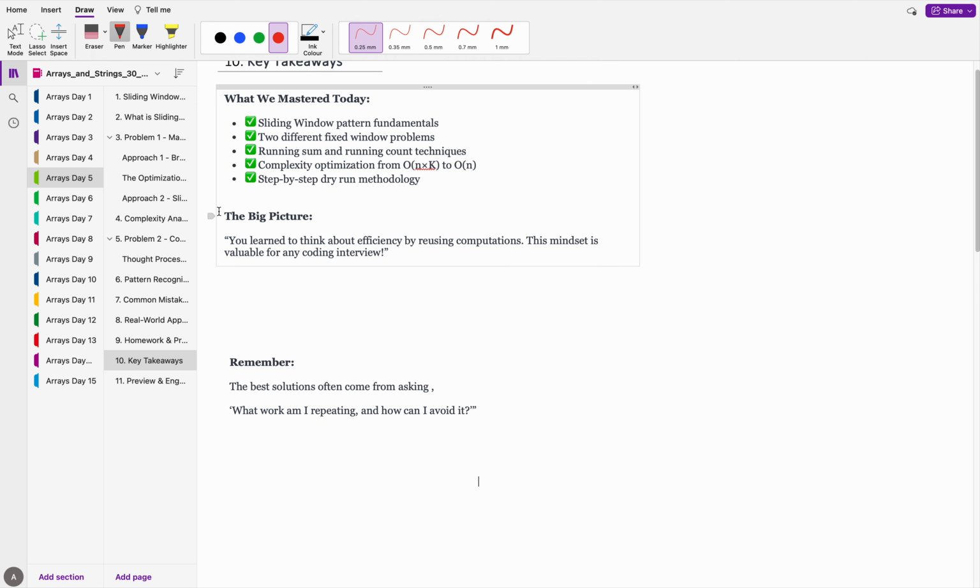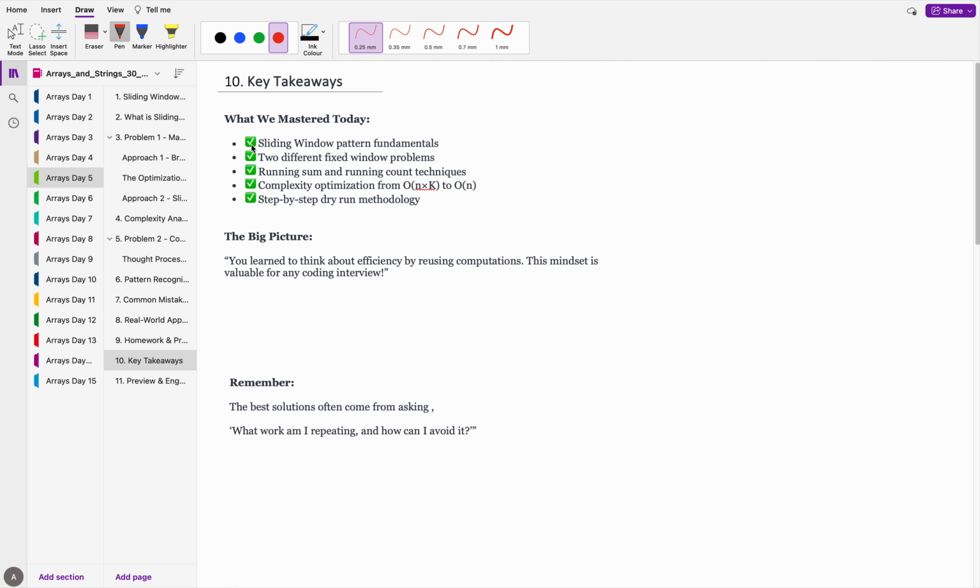So key takeaways from today's session are sliding window pattern fundamentals. We have completed two different fixed window problems. Running sum and running count techniques, that was complexity optimization from n into k to order n directly, and then the step by step driven methodology is what we have seen. Now about the bigger picture. You learn to think about efficiency by reusing computations, correct? This mindset is valuable for any coding interview.